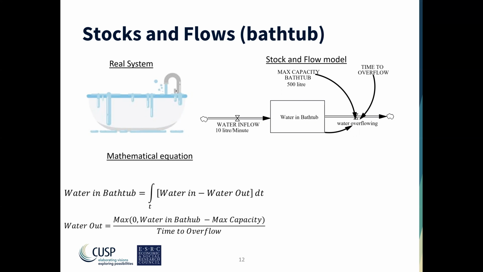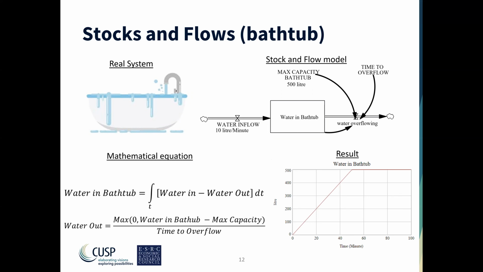If you think about that in a practical equation, we can see that the water in the bathtub is an integral between what comes in minus what goes out. And what goes out is the max between 0 and what there is in the bathtub minus the maximum capacity, which basically means that that quantity must overflow. The result will be an accumulation in a straight line because it's a constant addition of water in the bathtub, and after reaching the capacity, it will stay there because the excess will simply go away.